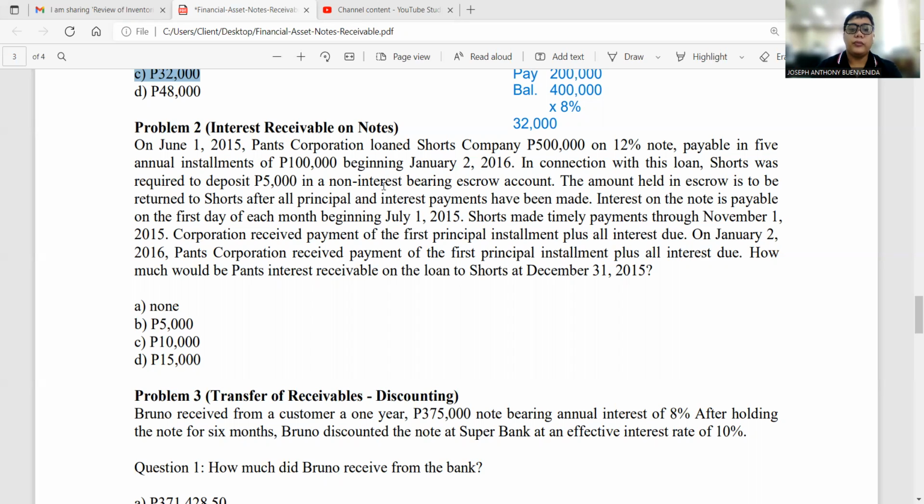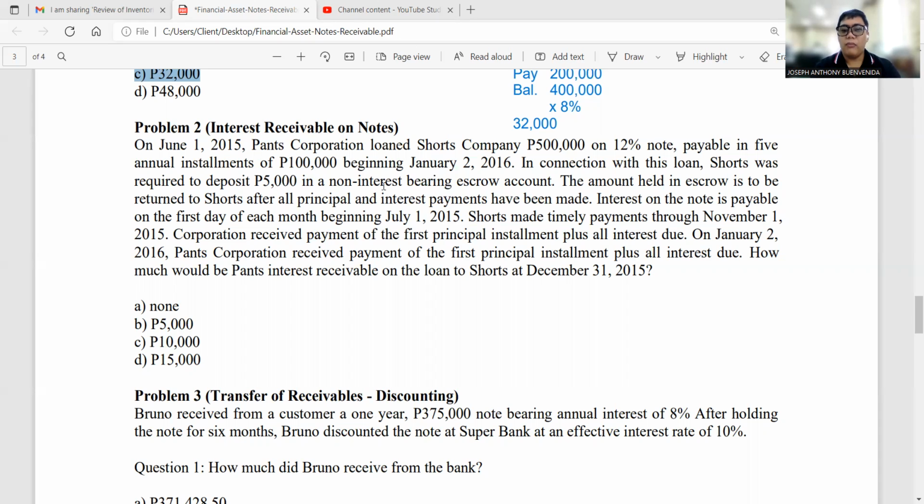So Shorts made timely payments through November 1, 2015. So Pans Corporation received payment for the first principal installment plus all interest due on January 2, 2016. So how much should be Pans' interest receivable on the loan to Shorts at December 31, 2015?